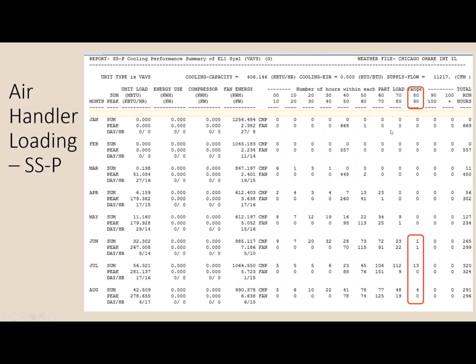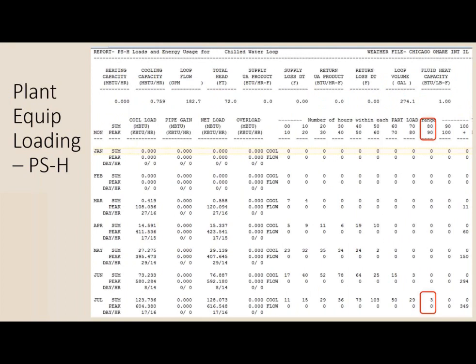So if you've got at least a few hours in the upper ranges of part load, generally that's what you expect to see. You may, for some reason, expect things to be oversized more than that, but it's good to at least check these graphs or charts to make sure that things are the way you expect. If you see a lot of hours in 0 to 20, then that's probably a sign that the sizing went wrong. Similar for this chilled water loop in the central plant, the PS-H report.